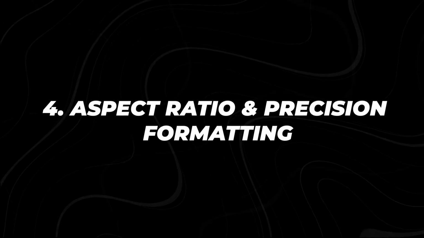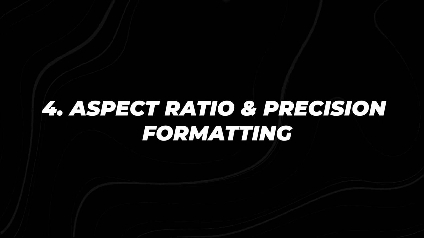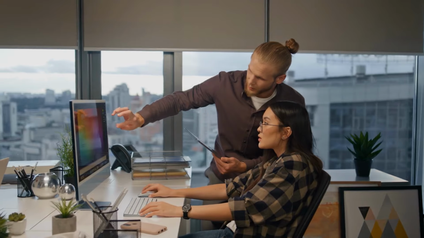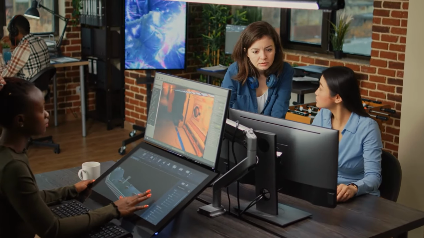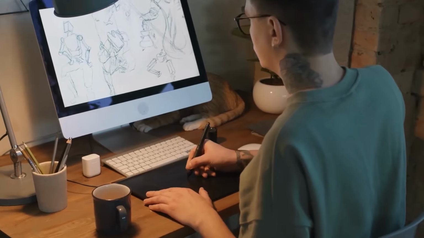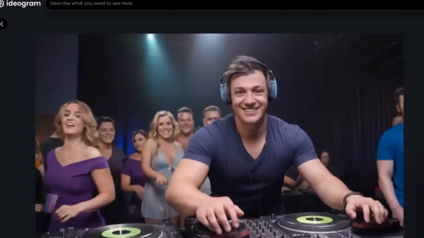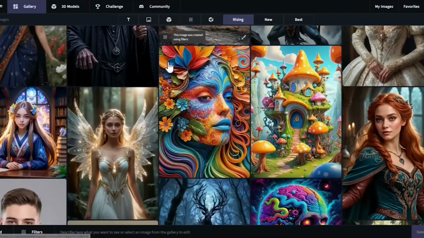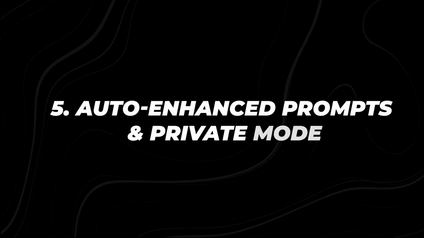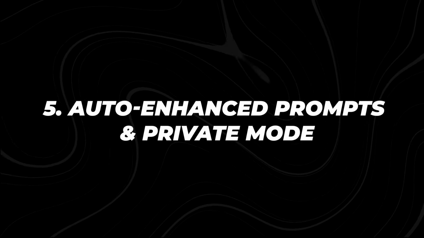Number 4. Aspect ratio and precision formatting. This AI eliminates the need for awkward cropping by allowing users to set their desired aspect ratio from the start. Whether creating for Instagram stories, YouTube thumbnails, or traditional print media, users can ensure their art fits perfectly on any platform. Number 5. Auto-enhanced prompts and private mode.